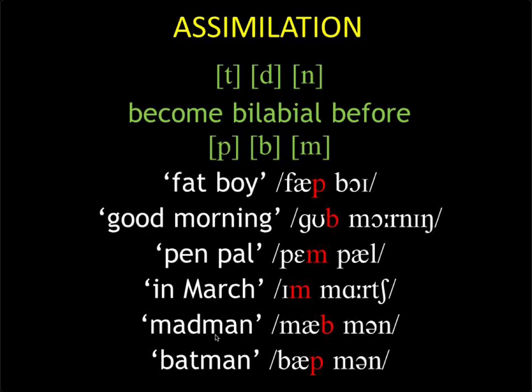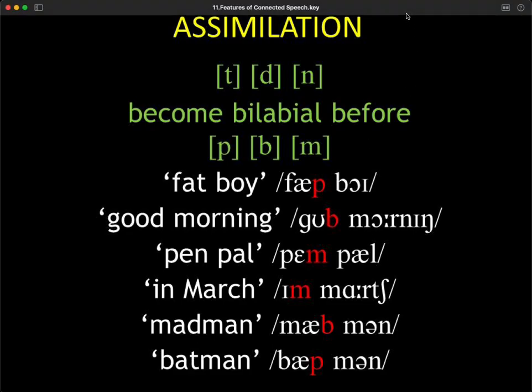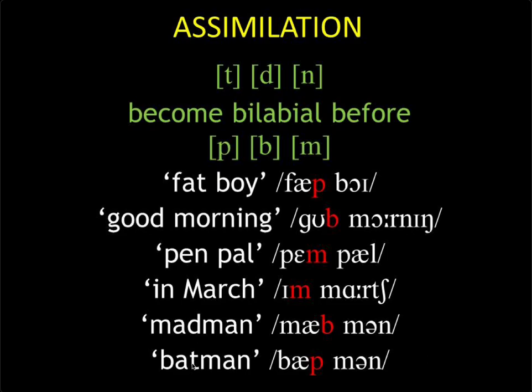This might happen inside a compound word, too. So madman: the d might borrow the bilabial place of articulation from m, and you end up closing your lips here, saying madman. And the same for Batman. Instead of Batman, in connected speech it's common to be pronounced as Batman. The t will borrow the bilabial place of articulation from m. So this is the first case of assimilation.